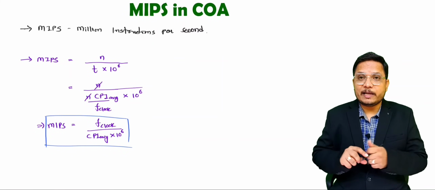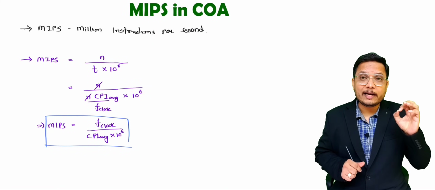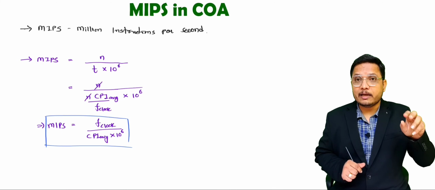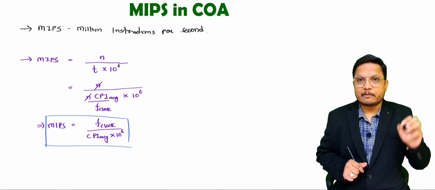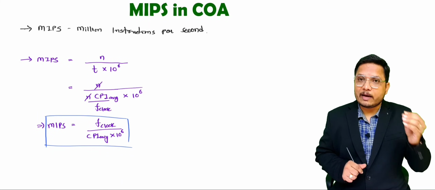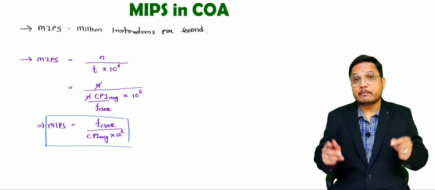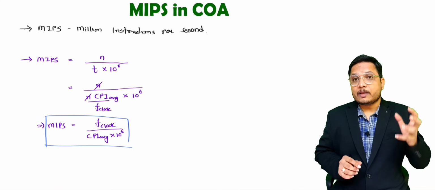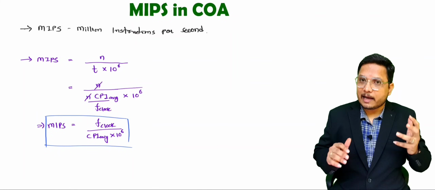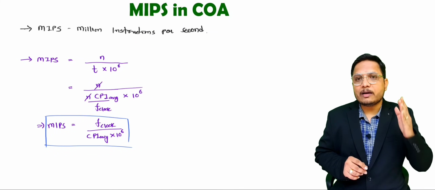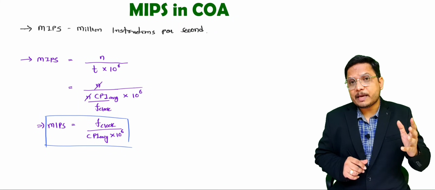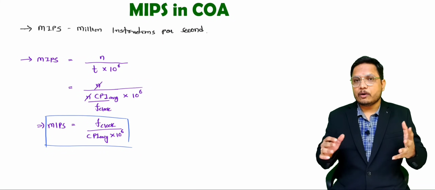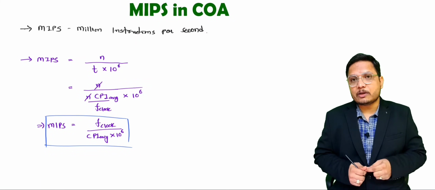So here I have explained three things. First is how to identify execution time: execution time is number of instructions into average CPI divided by clock frequency, right? Secondly, how to find average CPI: average CPI is summation of Ni into CPIi divided by summation of Ni, right? And then how to find MIPS: MIPS is F clock divided by average CPI into 10 to the power 6. These are the formulas that we will be using in future for calculating parameters based on CPU performance.